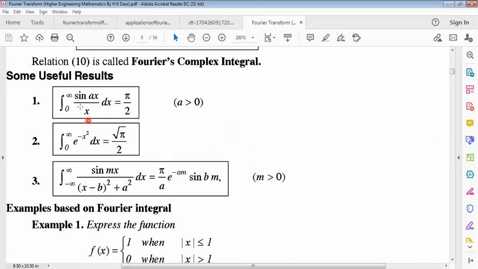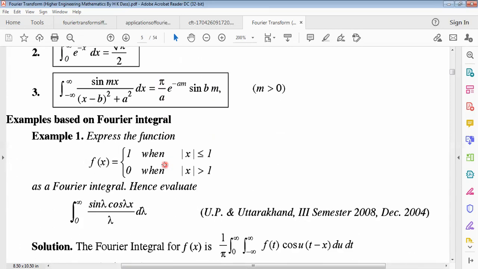Now these are important results. The integral from 0 to infinity of sine x by x dx is an improper integral, and its result is pi by 2. The integral from 0 to infinity of e to the power minus x square dx is root pi by 2. And the integral from minus infinity to plus infinity of sine mx divided by (x minus b) whole square plus a square dx will be this result. Actually, these are definite integral results; you can find them in any book.